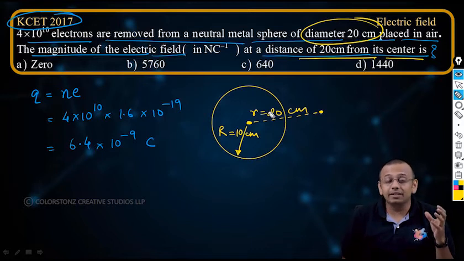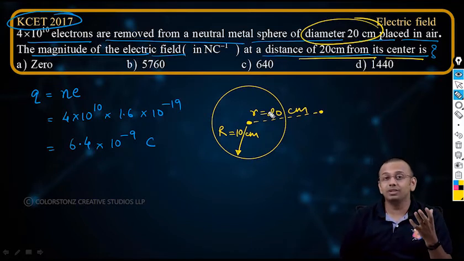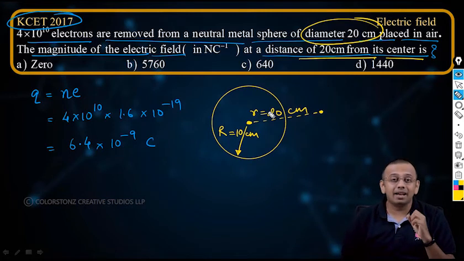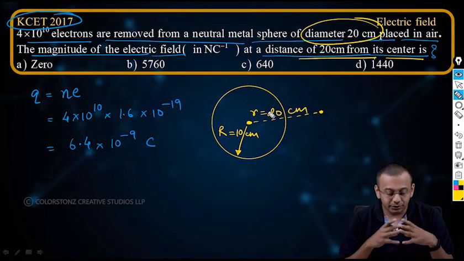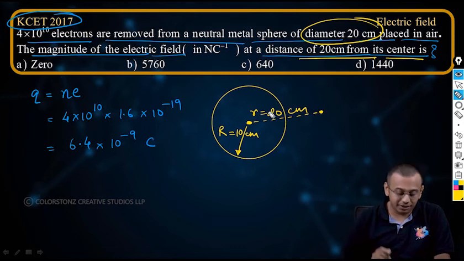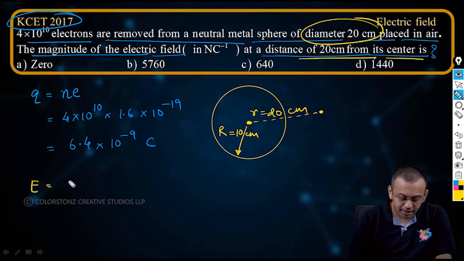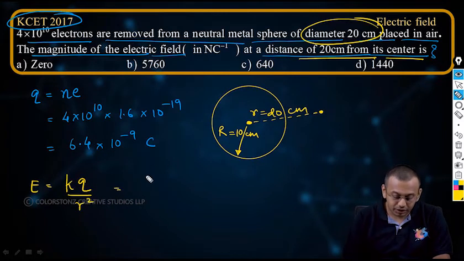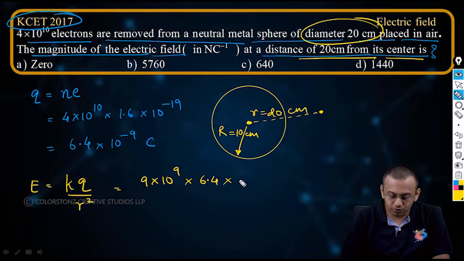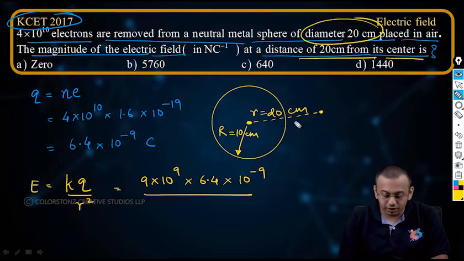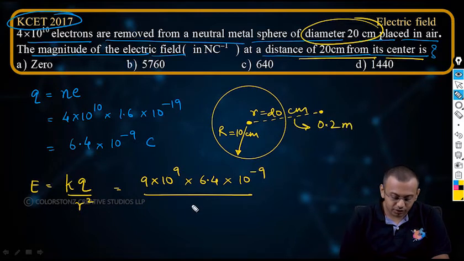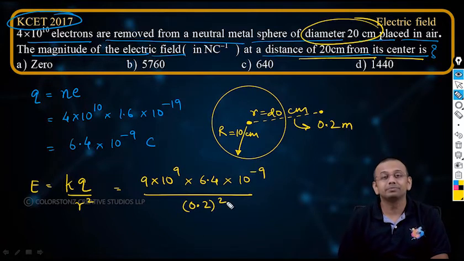Now, the electric field due to a charged sphere is exactly the same as the field due to a point charge. Okay, we need to use this result here. The derivation of this is seen later, but here we need to use that. So we can write that the electric field is simply KQ by R square. Put the values 9 into 10 to the power 9 into 6.4 into 10 to the power minus 9. Distance is 20 centimeters, which has to be written in meters. So that is 0.2 meters. So we'll have 0.2 whole square.